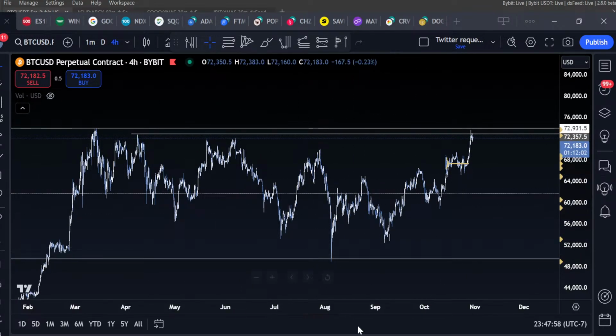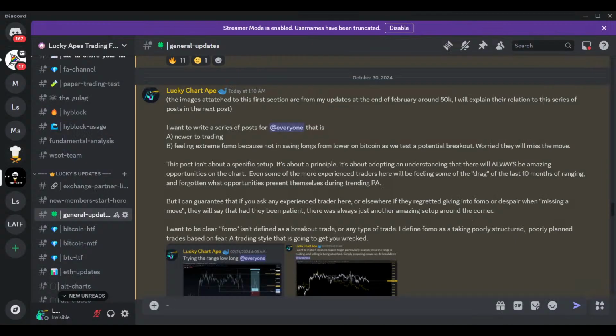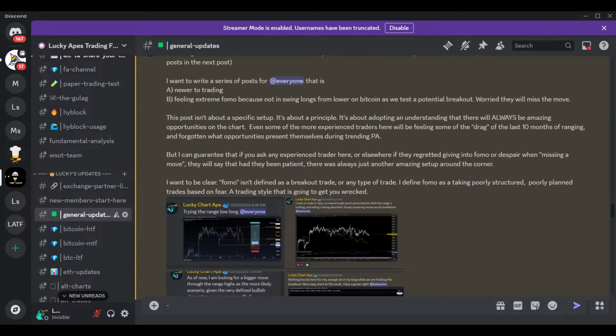All right, so hopefully what I'm about to explain now is going to give you guys a little bit of context for how I'm approaching the chart here. All right, let's go here. So this was a series of posts I did yesterday in the Discord.